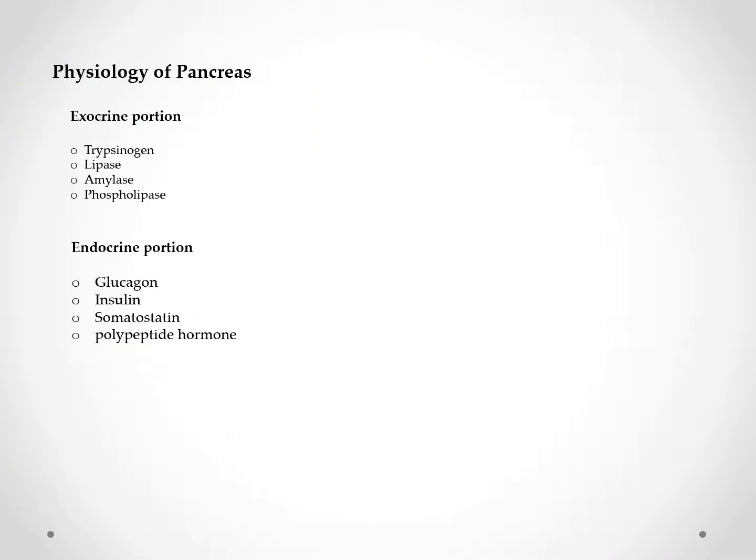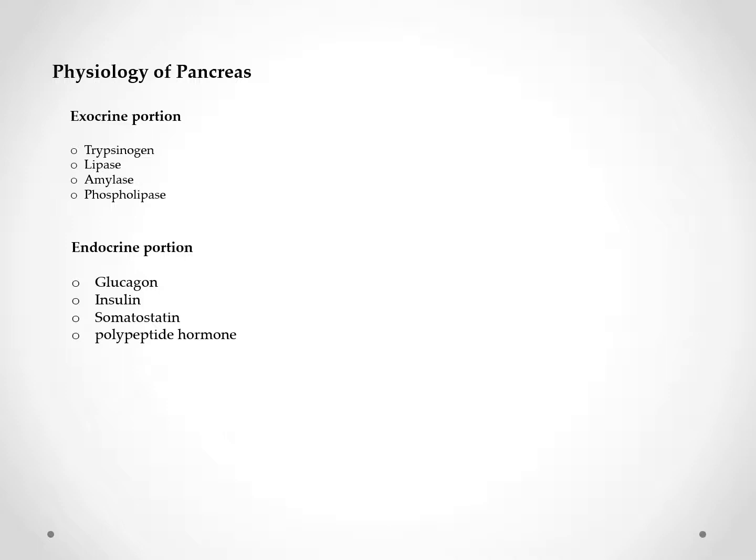Now, physiology of the pancreas. As we mentioned previously, the exocrine part of the pancreas is responsible for the secretion of several types of digestive enzymes. Here, trypsinogen, lipase, amylase, and phospholipase, each one responsible for the catabolism of a specific type of substance: trypsinogen for protein degradation or catabolism, lipase for lipids, amylase for starch, and phospholipase for phospholipids.